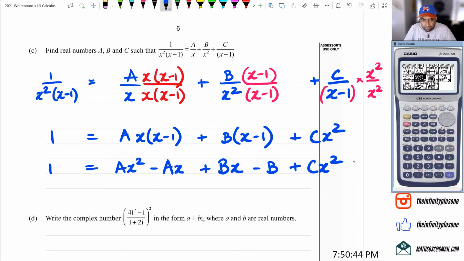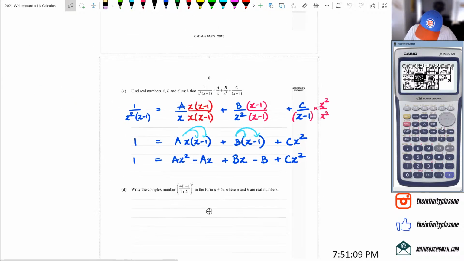So all I've done there is expand each of the brackets for the a and b. That's all I've done. Now comes pretty much the same thing that we did earlier with the simultaneous equations in question 1a. Remember how we put all the real parts together and all the imaginary parts together? We're going to do something like that here, except we're going to look at the coefficients of x squareds and coefficients of x.